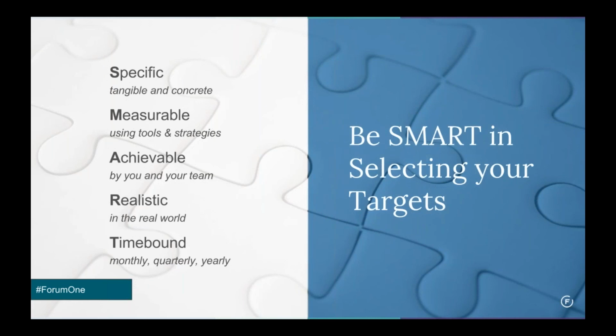So this is a pretty common piece that people use: being SMART in selecting your targets. So being specific, which is being tangible and concrete, making sure it's measurable, and measurable by a tool that you have access to and the budget to maintain. There are a lot of free tools out there. The key is to find the right one that tells the story you're looking for. The next thing is being achievable.